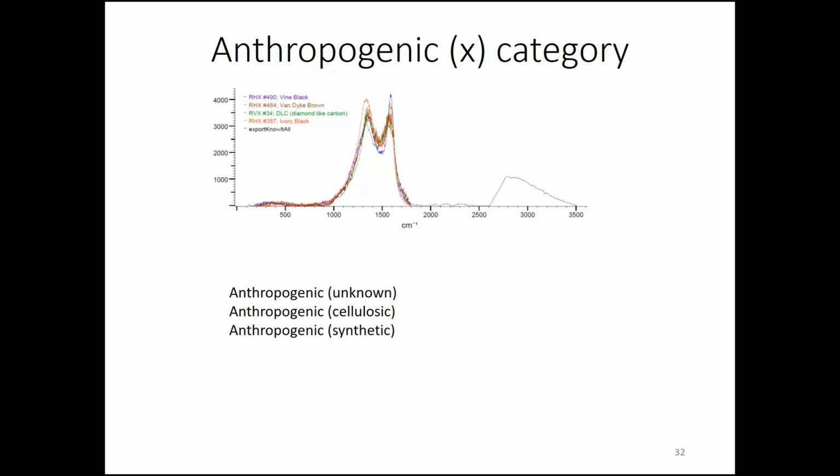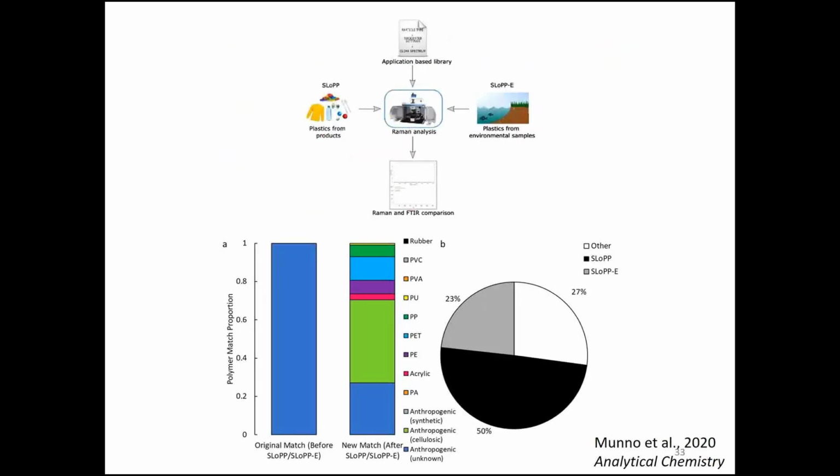We have anthropogenic cellulosic if we knew that it was a cotton, and synthetic if we knew that it was like a plastic additive, but we weren't quite sure what the material was. So this frustrated us, so we took advantage of this study to create a better method. So you go to the next slide.